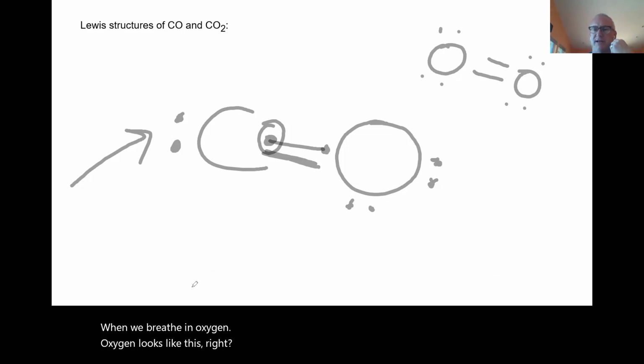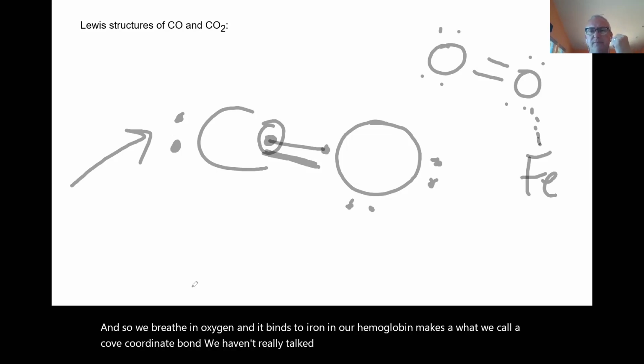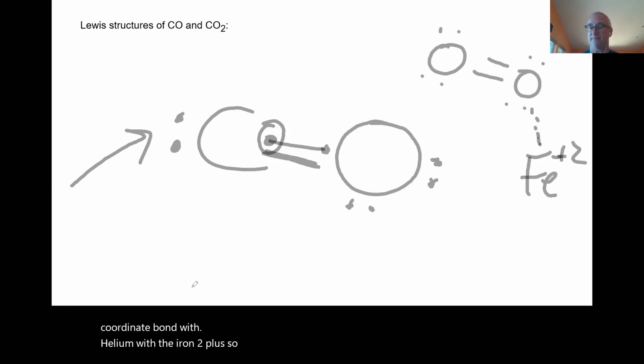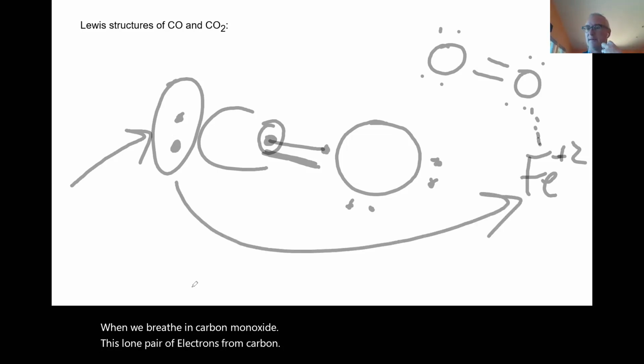And so we breathe in oxygen and it binds to iron in our hemoglobin, makes what we call a coordinate bond. We haven't really talked about coordinate bonds, but it makes a coordinate bond with iron 2+. So it's attractive to iron 2+. When we breathe in carbon monoxide, this lone pair of electrons from carbon makes an even stronger interaction with iron.